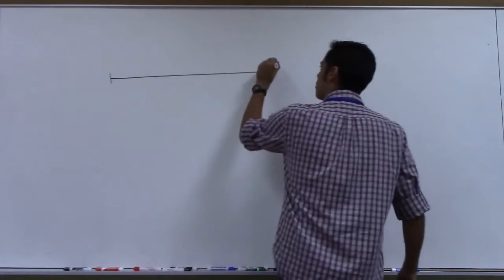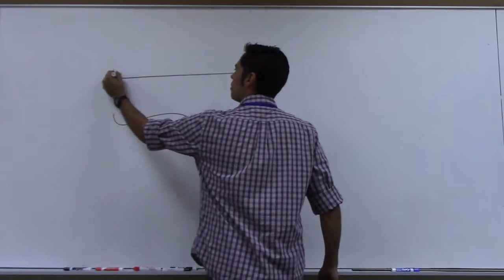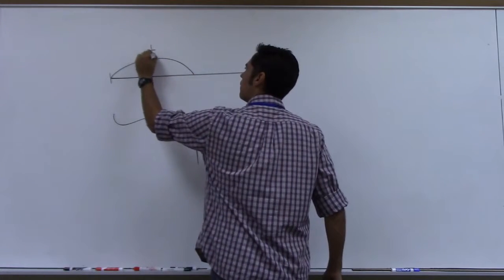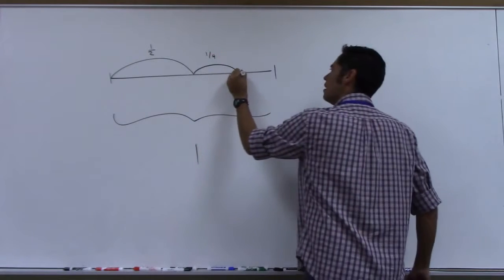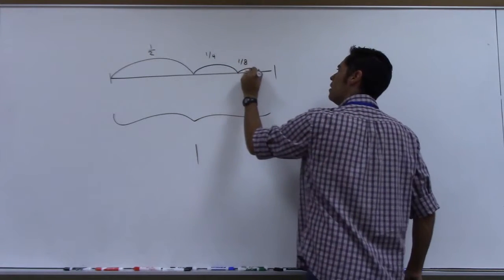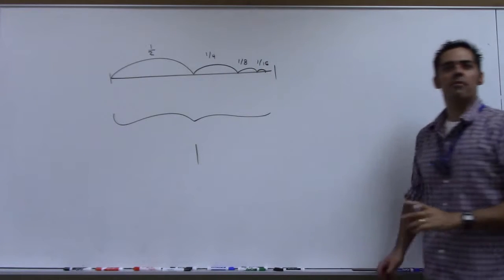You're trying to go, the distance from here to here is 1. So you first go halfway. Then you go again, which is going to be 1/4. Then you go again, which is 1/8. Then you go again, which is 1/16. And you keep doing that forever.